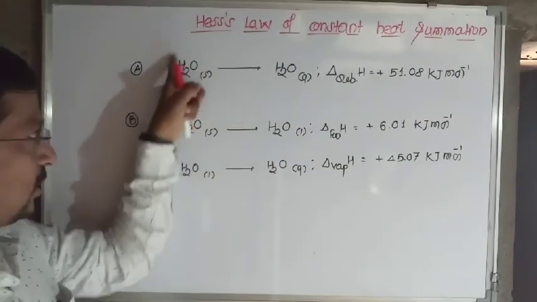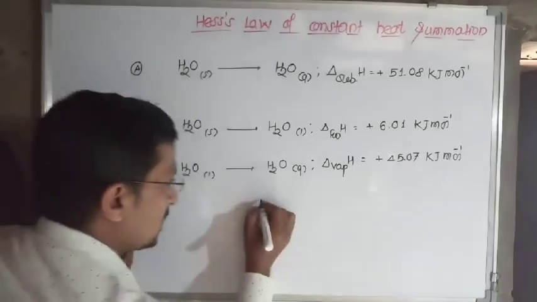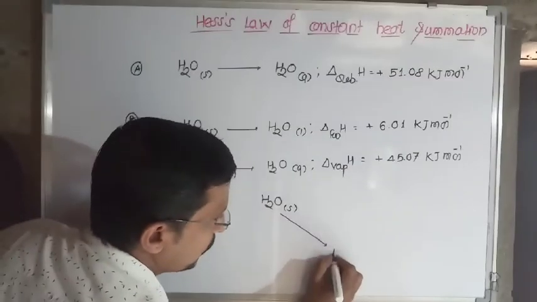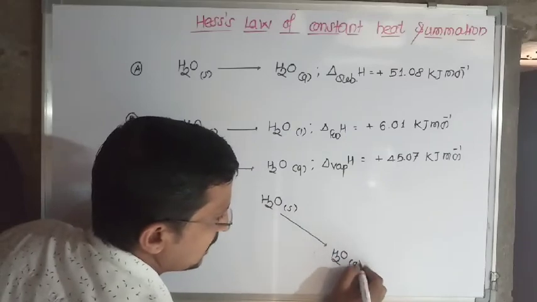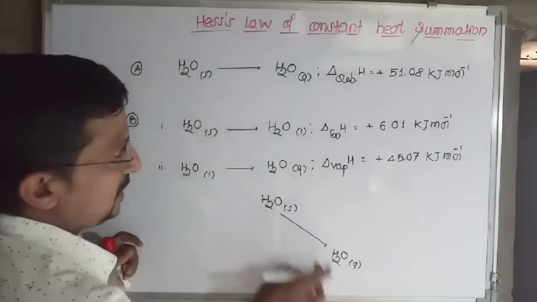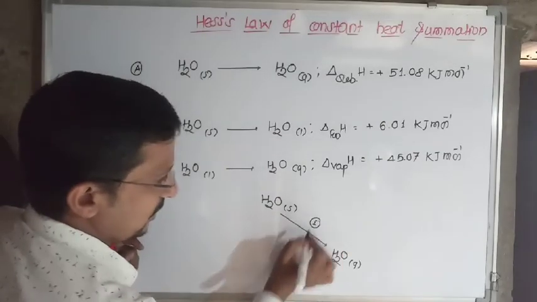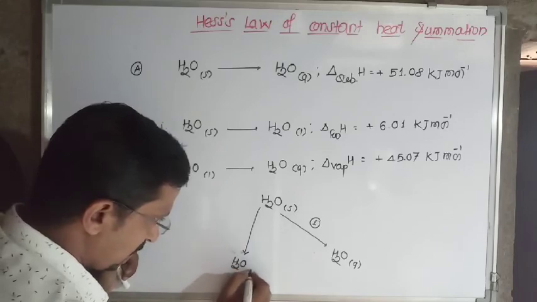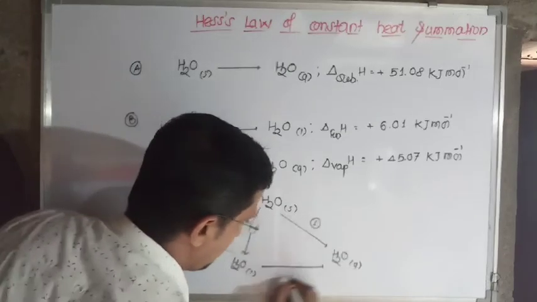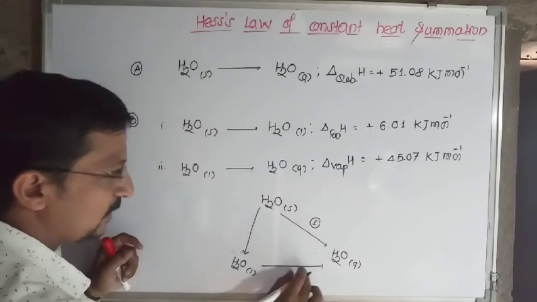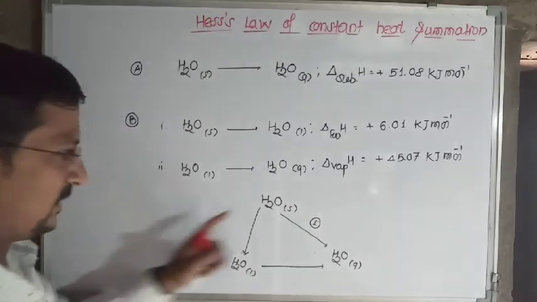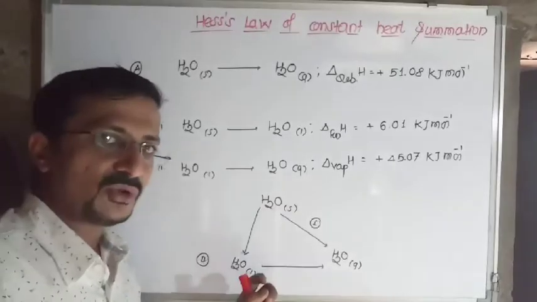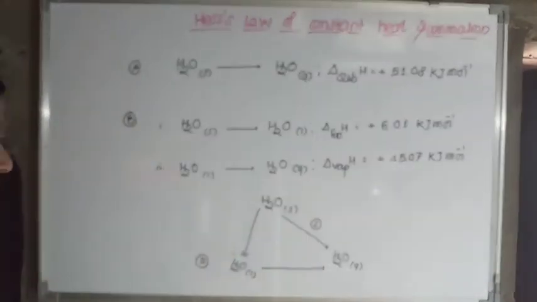So in this case, water in the solid state directly converts into gas. Let me make a diagram here. H2O solid converts directly into H2O gaseous. It is a single step, direct process, the first path. Or H2O solid first converts into the liquid state, and from liquid it is converted into the gaseous state. This is the second path. So according to Hess's law, in both the cases the enthalpy change must be the same. Let me explain it here.